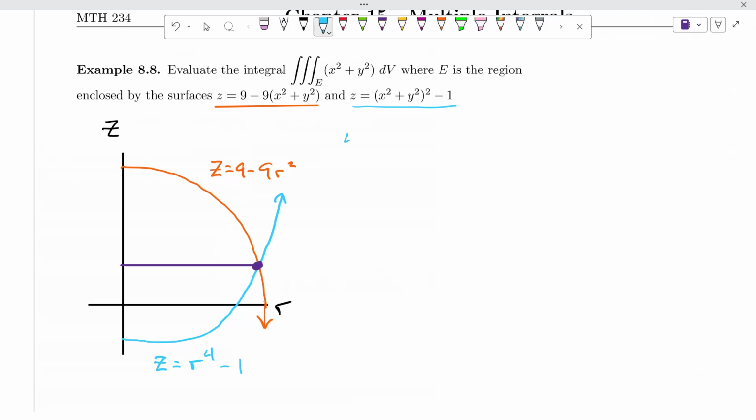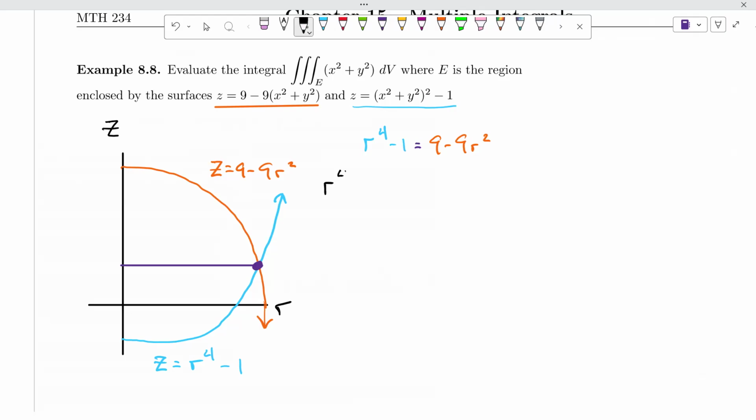Let's start with r to the fourth power minus 1 is equal to the other one, 9 minus 9r squared. Right? They're both equal to z. So if I'm setting them equal to each other, that's what that equation ought to look like. And then I just have to solve this thing for r. So let's get to it.